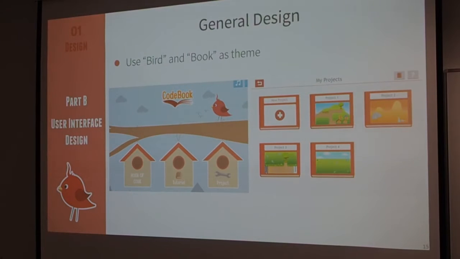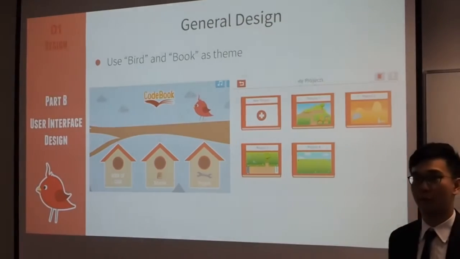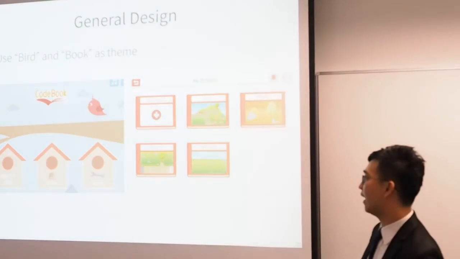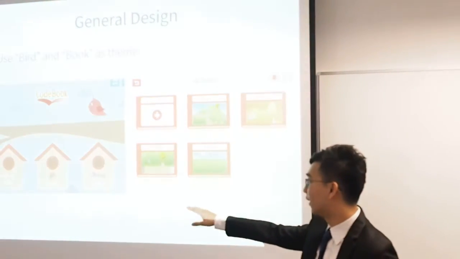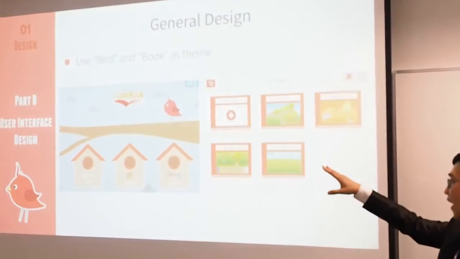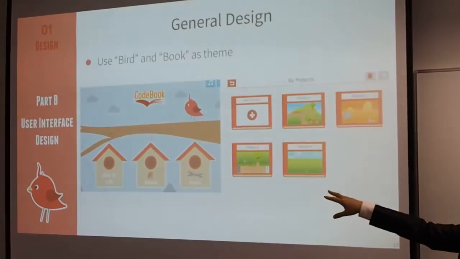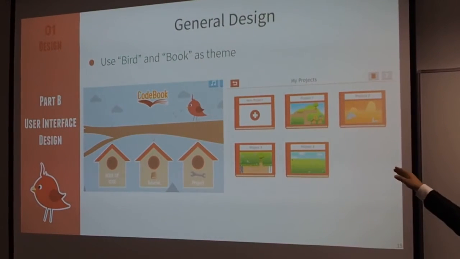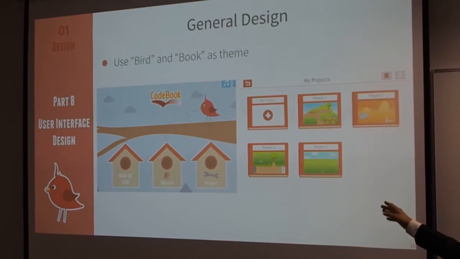Okay, in the following I'm going to talk about the design of the UI. You can see that our app is called CodeBook and our mascot is the bird. That's why we use bird and book as our theme. You can take a look at the sample in the photo there. And under the title, there is a flying bird, a flying book, and also the birdhouse button. And also each book represents each project.